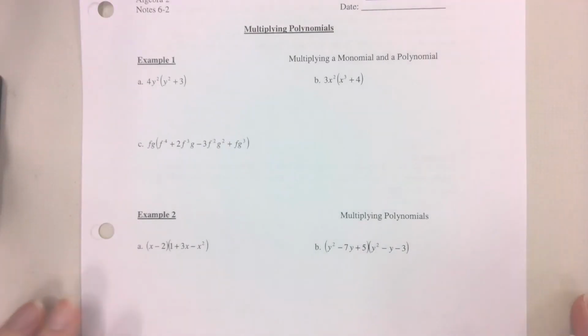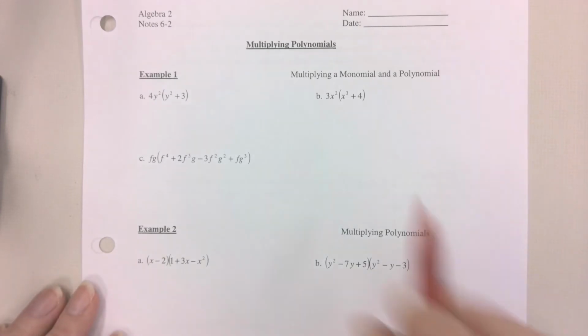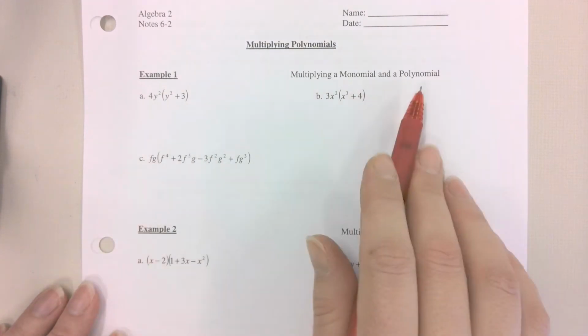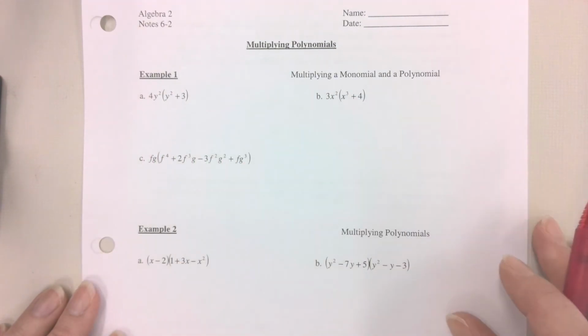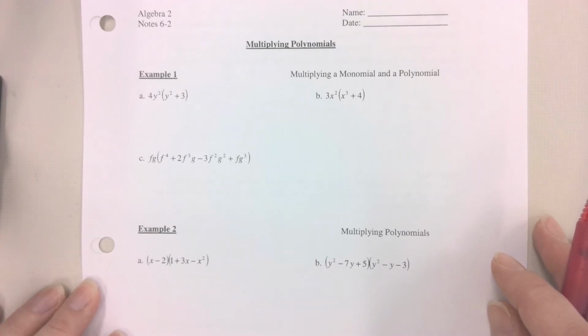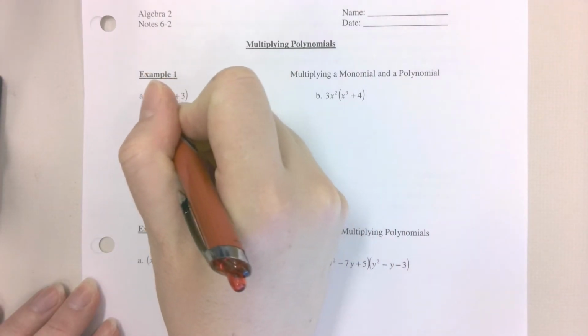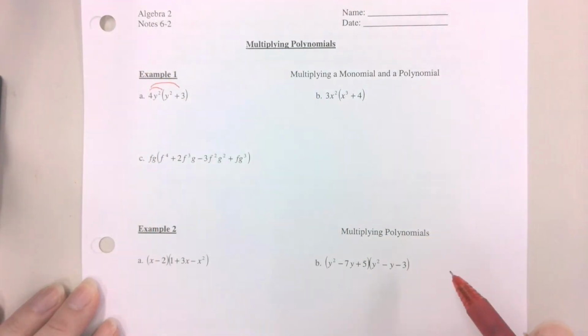Today we're working on section 6.2 and we are talking about multiplying polynomials. So we're going to start out with just multiplying a monomial, which is one term, and a polynomial. And as we do these, even though the directions do not ask us to name them, we're going to practice naming them by degree and number of terms. All right, so all we're going to do is distribute that monomial to both terms inside the binomial.